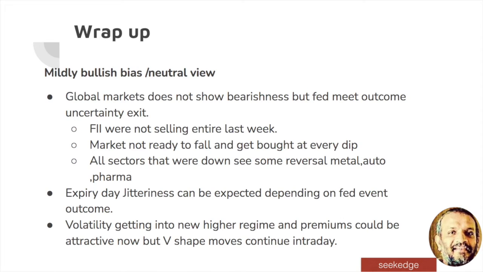But tomorrow is an expiry day, plus this event is also there. So depending on the event, the expiry day action may be very much jittery than usual, probably, right? It is already at very high levels, in a new regime, and premium prices have improved. But V-shaped moves are also continuing like yesterday. It is like an M pattern, meaning multiple V's in Nifty, right? Bank Nifty is trending more and more, but Nifty V-shaped movements are a daily occurrence. So intraday traders take care of that, right?